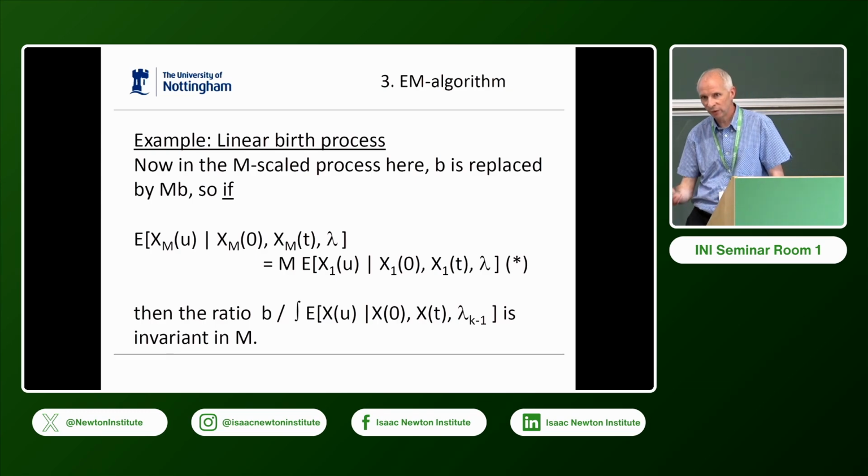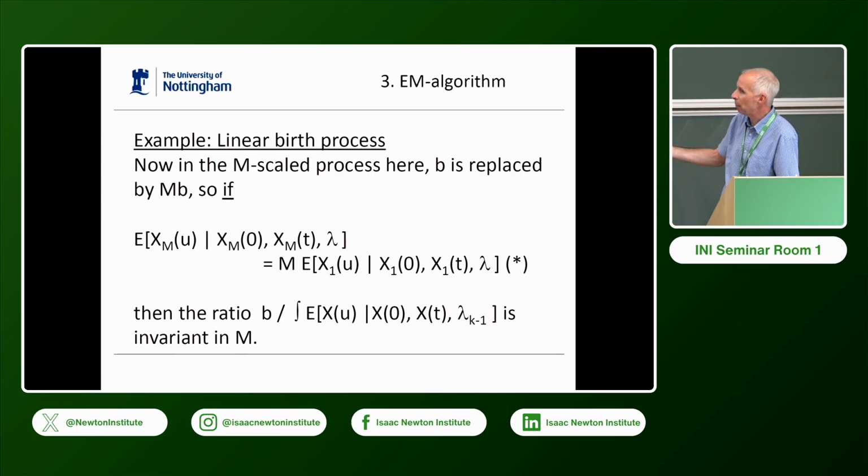So if you do this for the M-scale process, then what happens is that instead of B, you have MB. So it's just like, if you used to go from 1 to 2 to 3, now go from 2 to 4 to 6 if M was 2. So this is just multiplied by M.